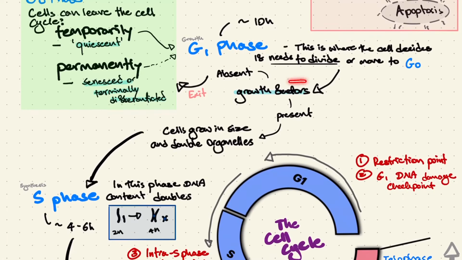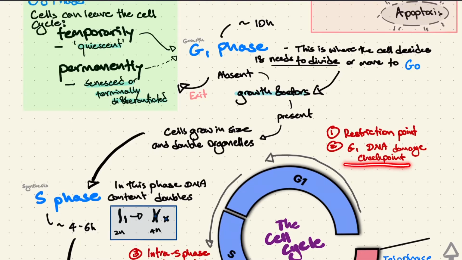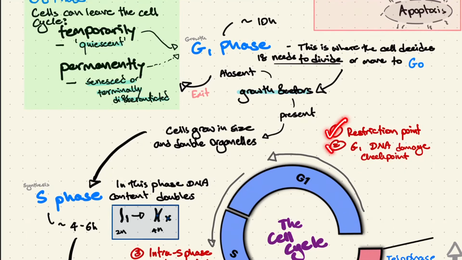Now, assuming that growth factors are present, the cell needs to go through two cell cycle checkpoints. The first one is a restriction checkpoint, which is sensitive to cell size, and this ensures that the cell is the correct size for division. And secondly, we have our first DNA damage checkpoint, known as the G1 DNA damage checkpoint. Once both the checkpoints are passed, the cell can move on to the S phase.